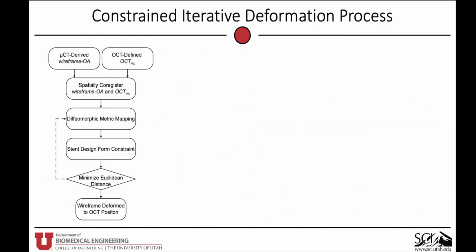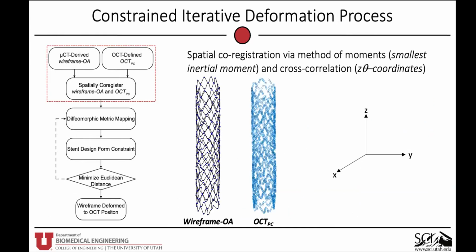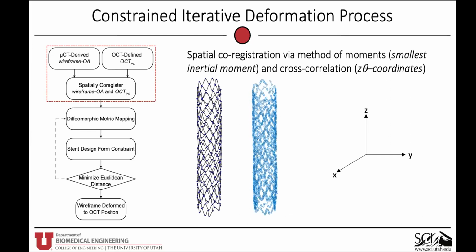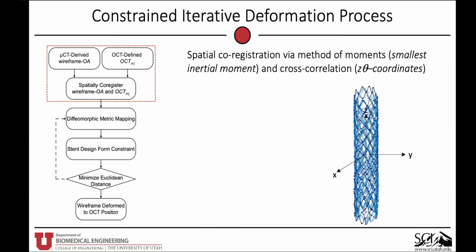So this gets into the meat of the work that we did in terms of identifying a way to essentially map that wireframe to that OCT defined point cloud. On the left here, this is a pipeline we refer to as the constrained iterative deformation process. So the first step is we had to spatially co-register these data, right? We had an OCT point cloud of the stent and the phantom, and then we had that wireframe. So using just method of moments and cross correlation, we could essentially get these two domains in the same spatial region, right?